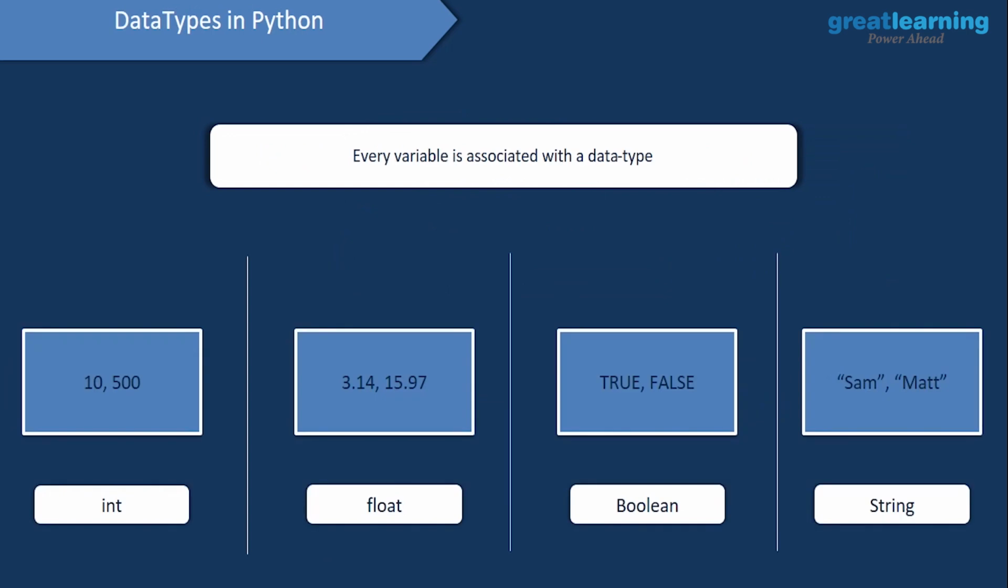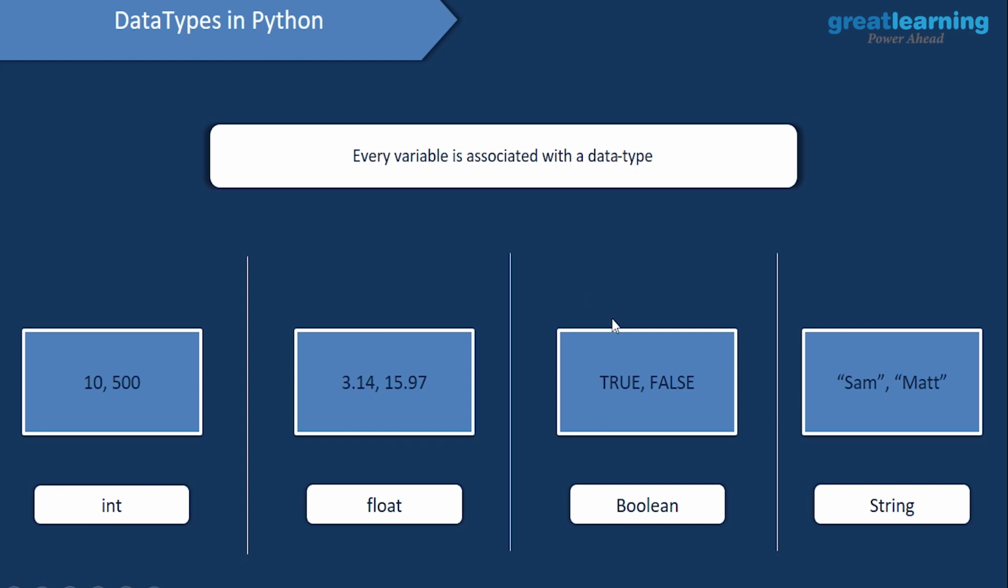And now, another thing to be kept in mind is every variable has a data type associated with it. So when you're working with data, that data can be present in any format. So when you're working with numbers such as 10, 500, minus 1000, minus 323, these are called integers. And when you work with decimal point numbers, such as 3.14, 15.97, minus 1.92, all of these would be floating point numbers.